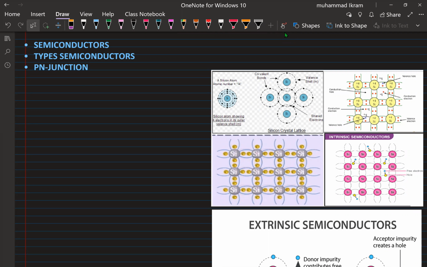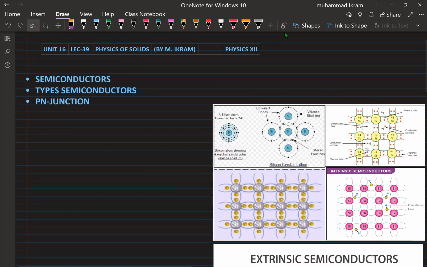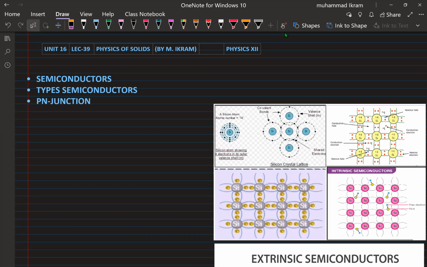Bismillahirrahmanirrahim. Semiconductors. Class, I told you in the previous lecture that semiconductors are those substances which have resistivity intermediate between conductors and insulators.